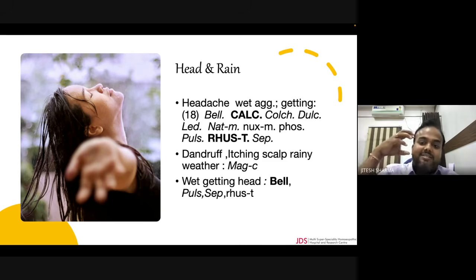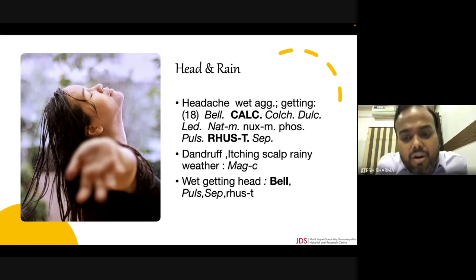And very interestingly, in rainy weather, the scalp gets itchy or there is a lot of dandruff only in rainy weather. That's it. Only in rainy weather, the patient will come and say, I get a lot of dandruff. You think of Mag carb. Magnesium carb is the only remedy which is mentioned in Materia Medica. Next, ailments of getting head wet, that is, as I told you, Belladonna, Pulsatilla, Sepia, Rhus tox.